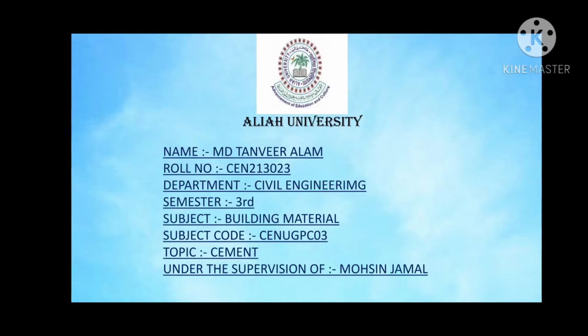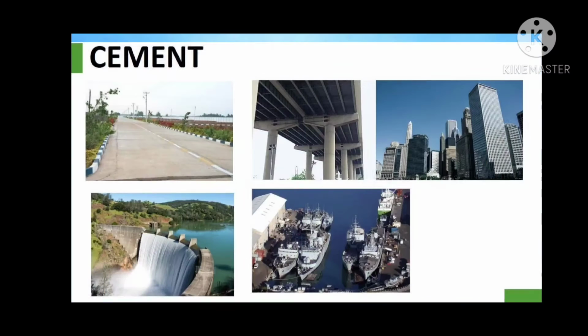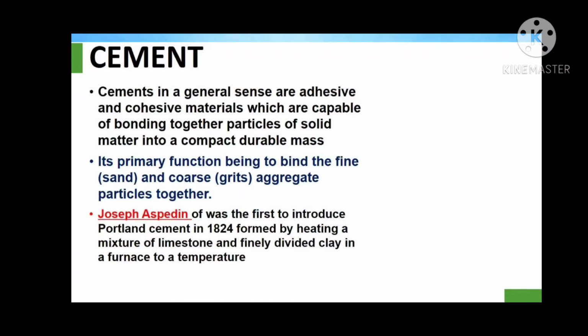So today our topic is cement. So let's start. Here, all these types of structures are made with the help of cement. Cements are adhesive and cohesive materials which are capable of bonding together particles of solid matter into a compact durable mass. Its primary function is to bind the fine and coarse aggregate particles together. Joseph Aspdin was the first to introduce Portland cement in 1824, made by heating a mixture of limestone and finely divided clay in a furnace to a high temperature.